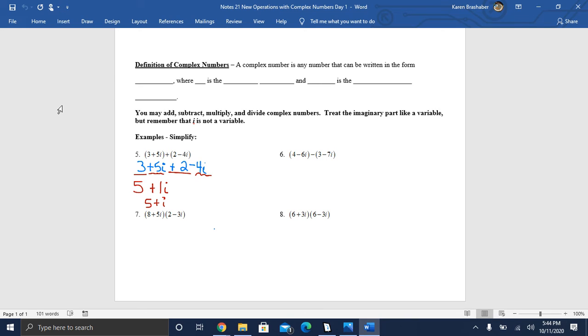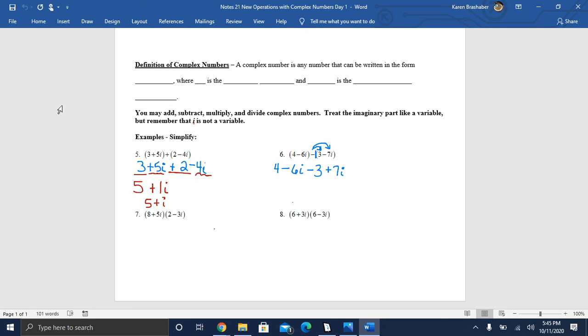And then for subtraction, it works very similarly, but when you remove the parentheses, you've got to remember to think of it as taking negative 1 times each one of these so that you get the signs changed properly. So we'll have 4 minus 6i, and then we're going to do negative 1 times 3, that's negative 3. And we're going to do negative 1 times negative 7i, and that's positive 7i.